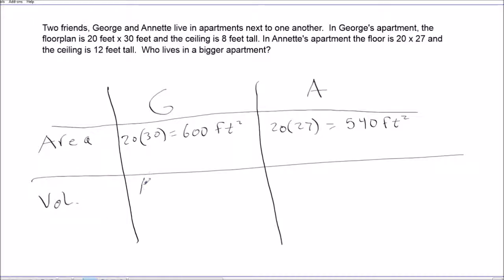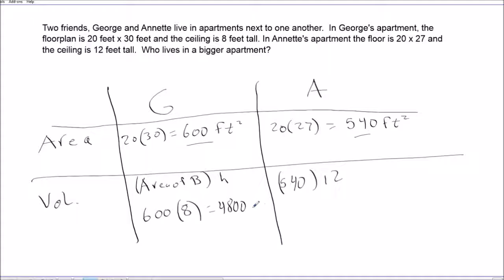Now remember, we had area of base multiplied by the height. Well, we already found the area of the bases. So that's going to be 600 times how tall the ceilings are in George's apartment, which is 8. And for Annette's calculation, the area of the base, we already figured that out, 540 times the height, and her ceilings are 12. So let's figure out what these are. 600 times 8, that's 4,800.